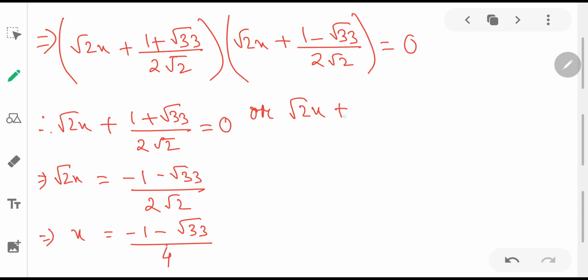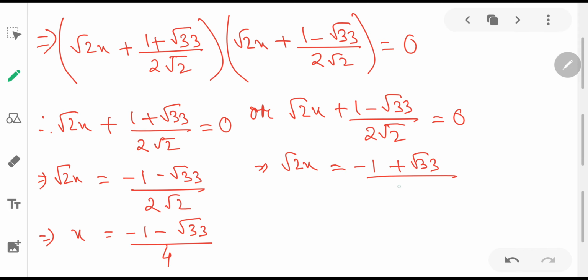Root 2x plus 1 minus root over 33 by 2 root 2 equals to 0 implies root 2x equals to, if it goes to the other side, the symbol will change. So here we have plus 1, it will become minus 1. Here we have minus root 33, here it will become plus root 33 divided by 2 root 2. So if root 2 comes here, like the previous case, here we will get minus 1 plus root over 33 by 4. So these are the two roots. I have lack of space, so I have not written the answer. So you have to write roots are this and this.